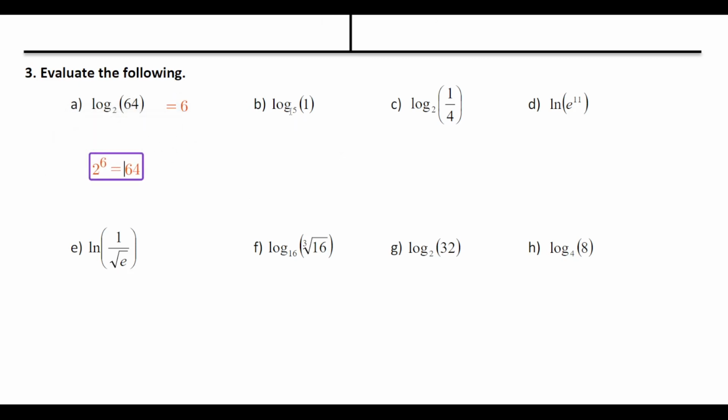Part B says log base 5 of 1. So again, here we're looking for the exponent. 5 to what power is 1? And so the answer here is going to be 0. 5 to the 0th power is 1. So this thing equals 0.